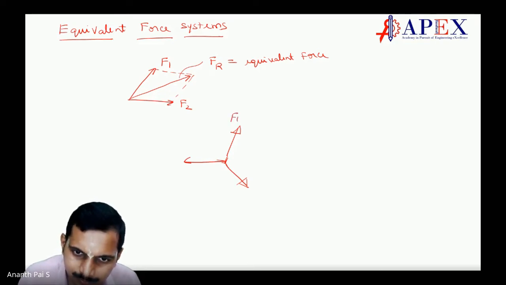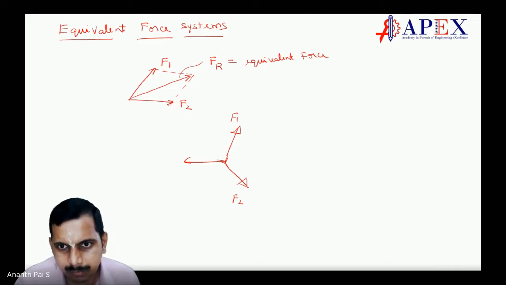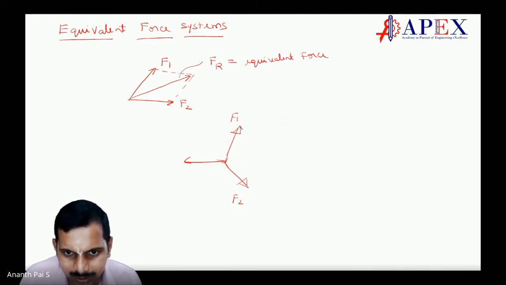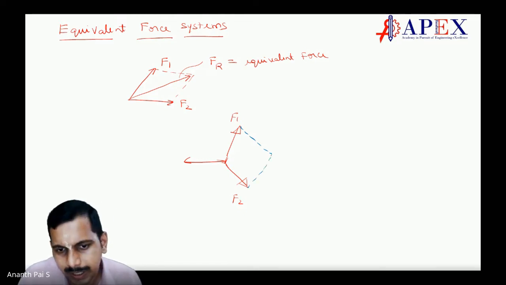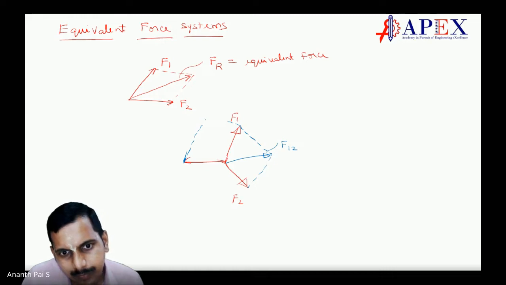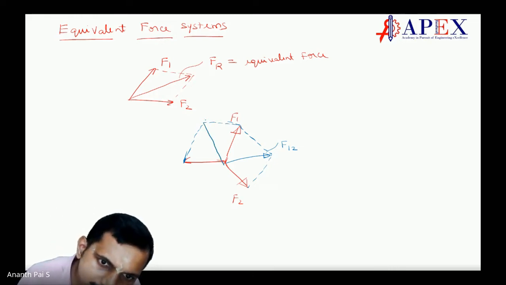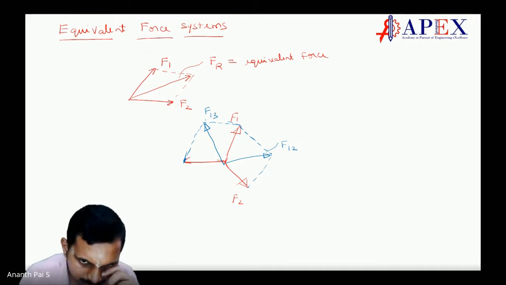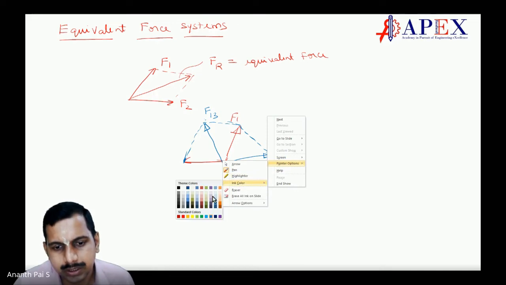If it is a rigid body, you can always calculate the equivalent force. So you say this is F1 and this is F2. With respect to this, I can say this is F12 resultant, the resultant of F1 and F2. Similarly, let this be 3, and let me say this is F31 or F13.